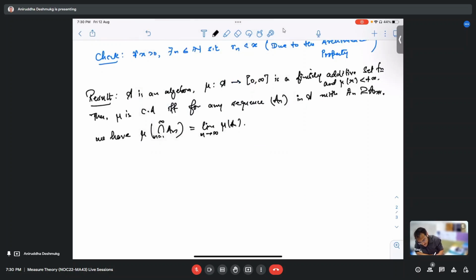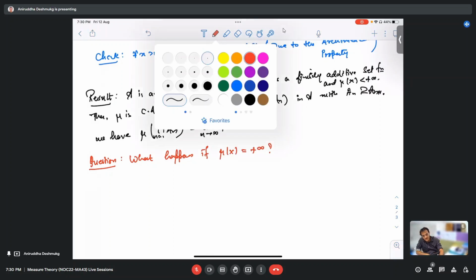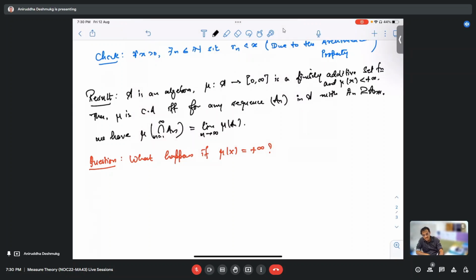And then the question was, what happens if mu of X is infinite? Have you tried it? What do you think? What happens? Can we conclude this same thing? Suppose that mu of X is plus infinity. It is not finite. Then does this conclusion hold?